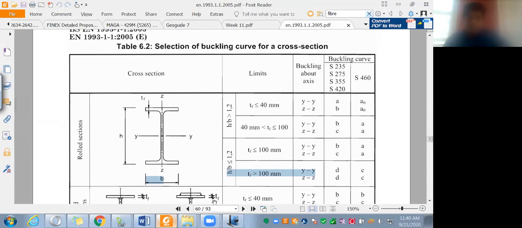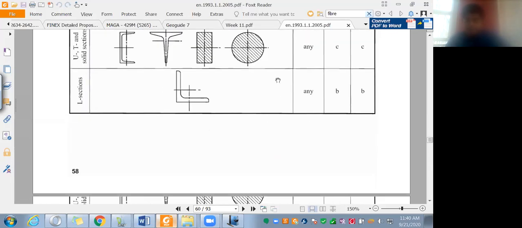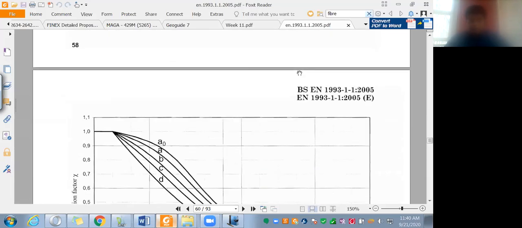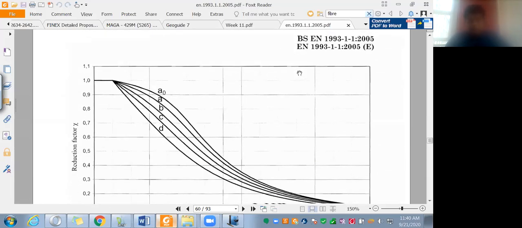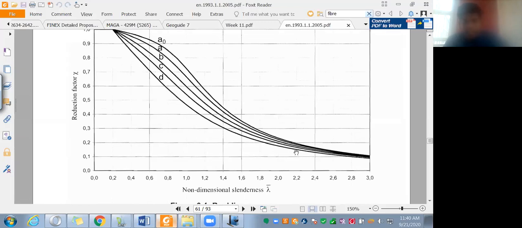So if you take the curve C, and the value of lambda bar is 3.26, the maximum is 3, and the reduction factor is 0.1.